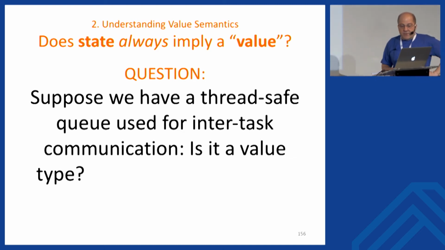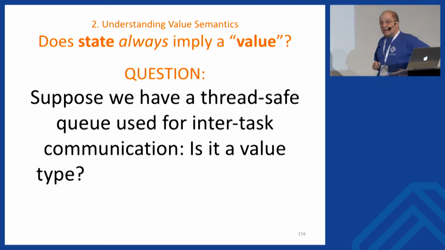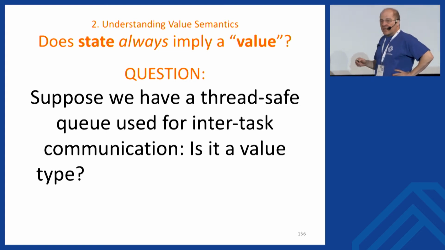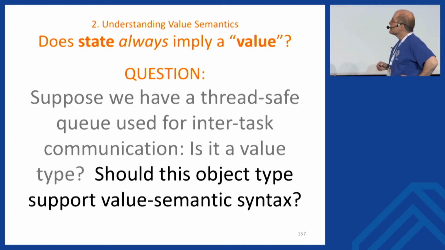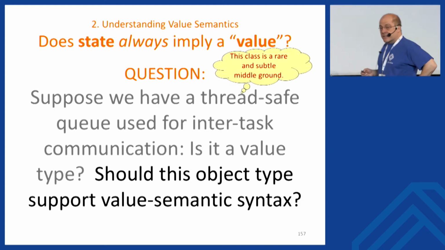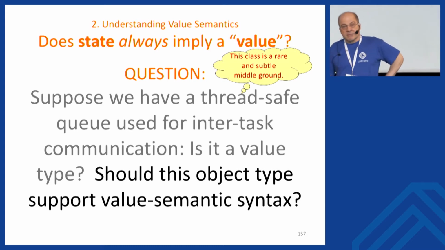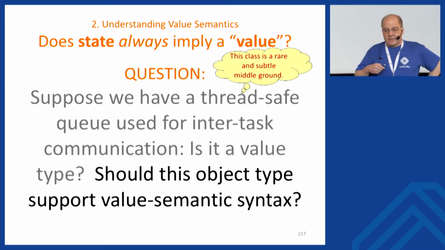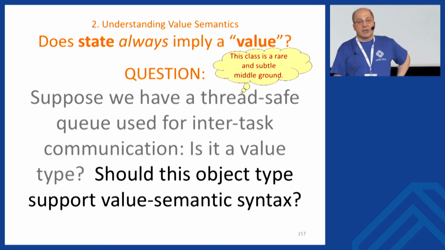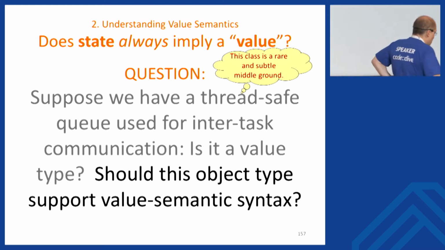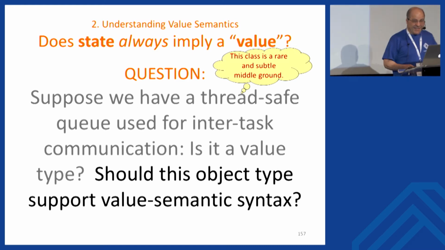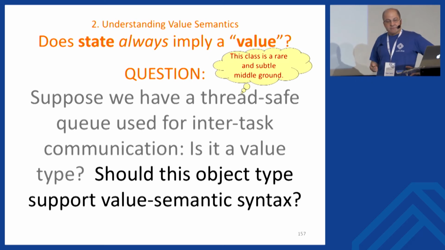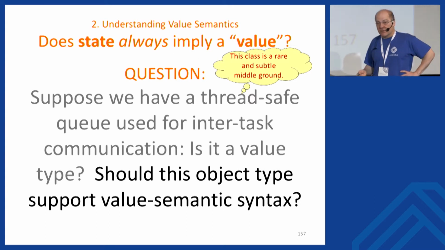Suppose we have a thread-safe queue used for inter-task communication. Is it a value type? Now, this is a hard question. This is not an easy question. Should this object support value-semantic syntax? I have a thread. I have a queue, and it's intended to be used to communicate across threads with appropriate serialization. Should it have a notion of equality comparison? Should it have copy construction? Should it have assignment? Or not? What do you think? What's the purpose of the queue? Is it to represent a value, or is it supposed to do something?